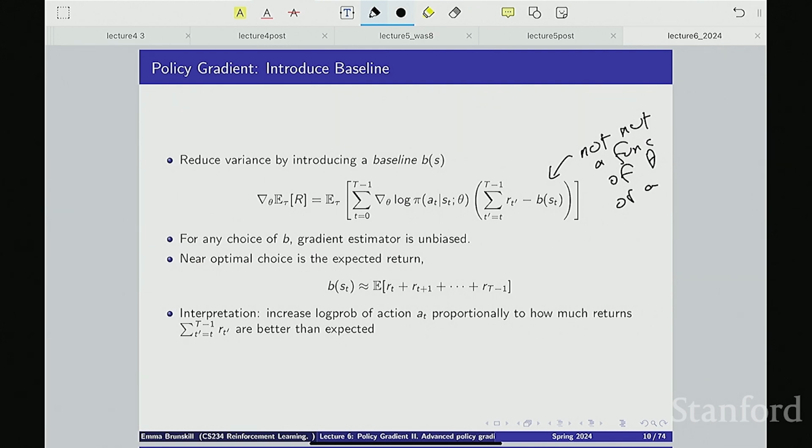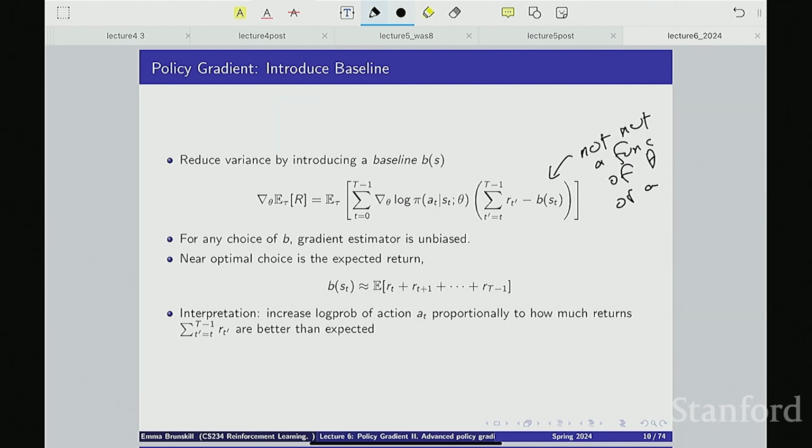Now there's been other work, including from my lab, thinking about whether we can introduce baselines that may be a function of something beyond the state. But for today, we're just going to assume that it's only a function of the state. What we're going to prove now is that for any choice of the baseline, as long as it's only a function of the state, this gradient estimator is unbiased, which means that we could introduce this here and we're not changing, on average, what the gradient estimator is. And a near optimal choice is going to be the expected return.